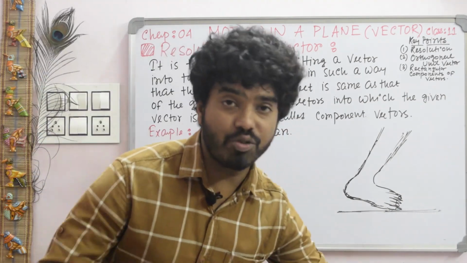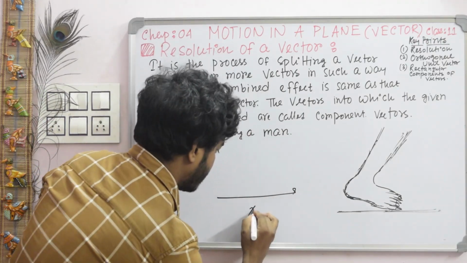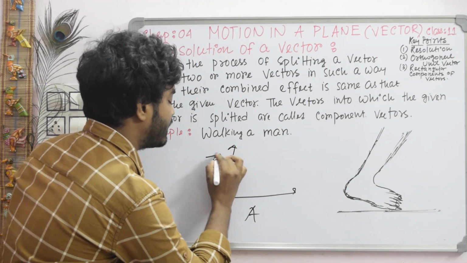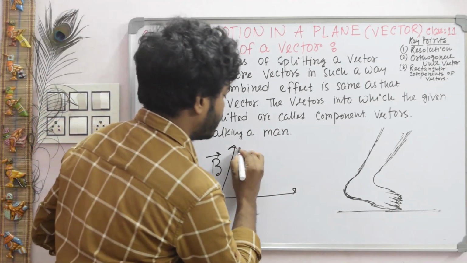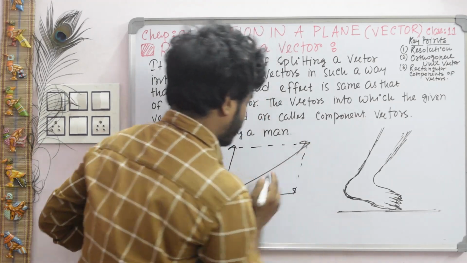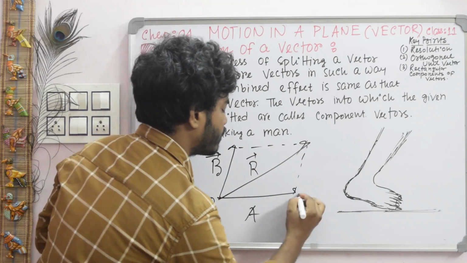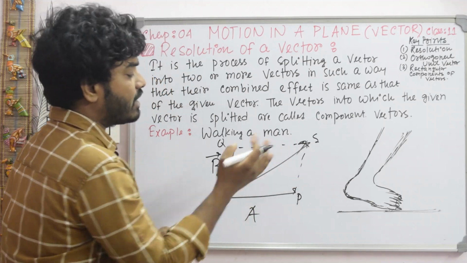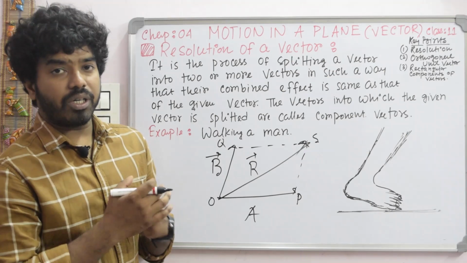Suppose you have 2 vectors, vector A and vector B. This one represents vector A and this one represents vector B, and vector A and vector B represent the 2 adjacent sides of a parallelogram. Then what is the resultant? All of you know the resultant will be the diagonal of that parallelogram passing through the common point. Suppose this is O, this point P, this point Q, and this point is S. So here OS represents the resultant of these 2 vectors, vector A and vector B. This is our addition law.